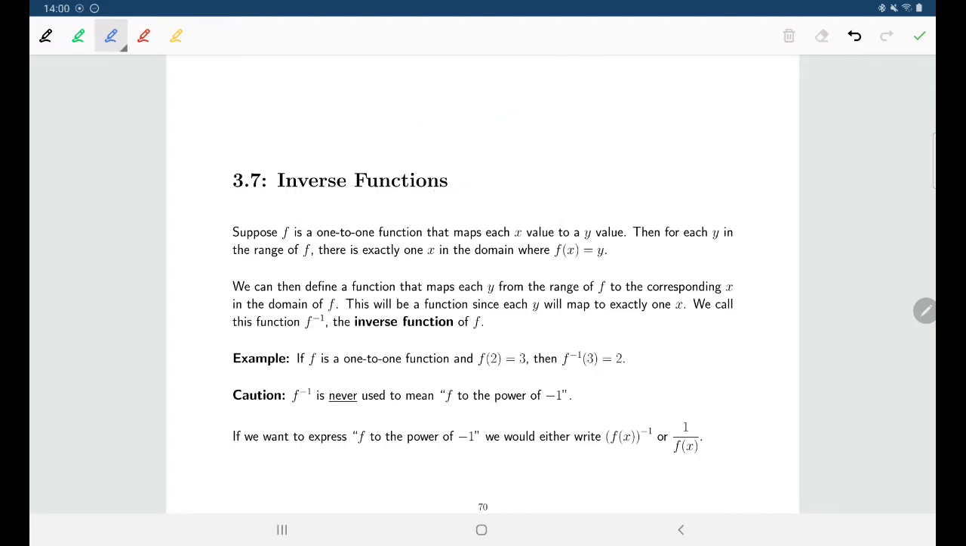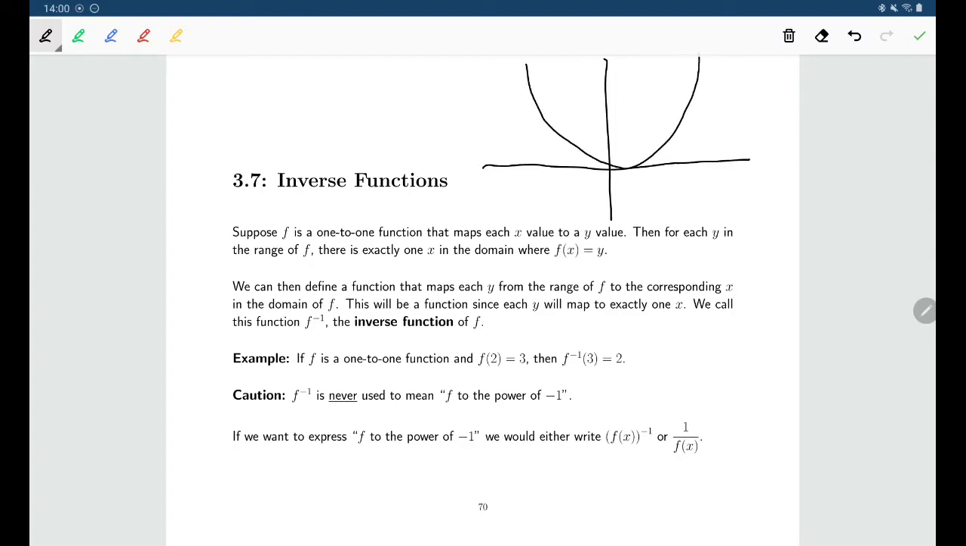Compare that with something that's not one-to-one, like y equals x squared. Y equals x squared is not one-to-one because a horizontal line will cut through its graph in more than one place. And so that means that for any particular y value that we're interested in, there might be more than one x value that maps to that y value.